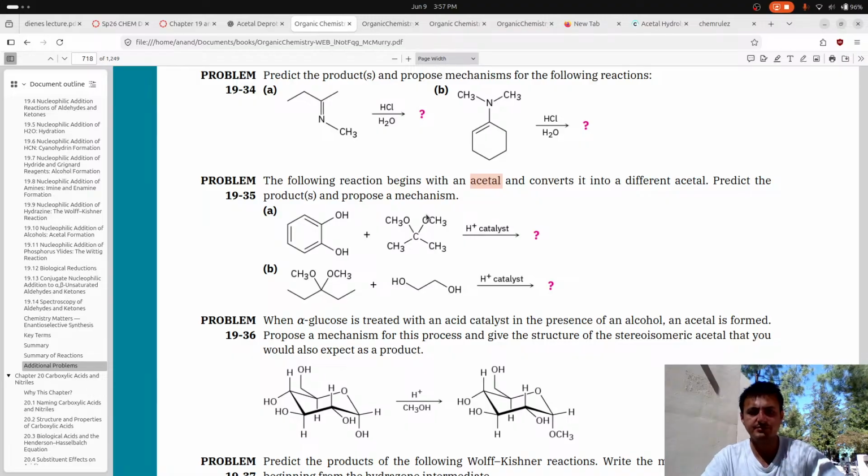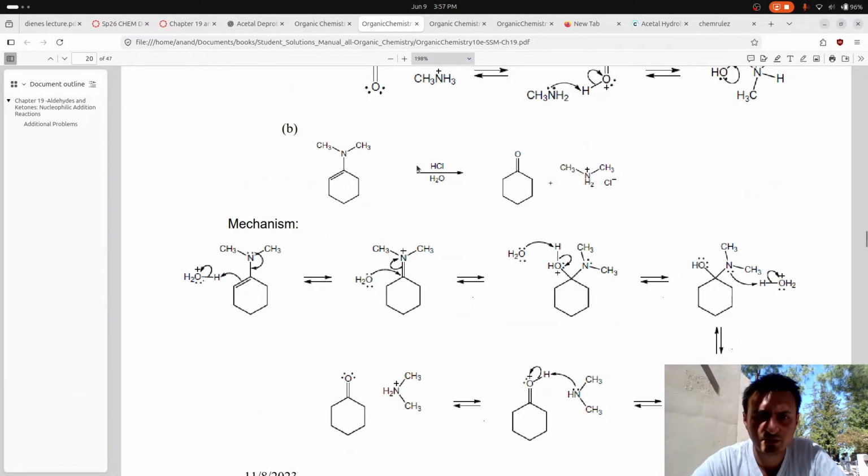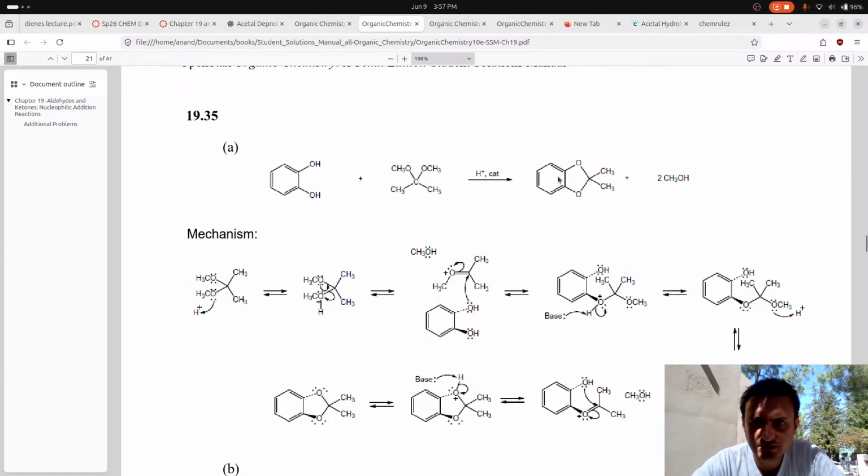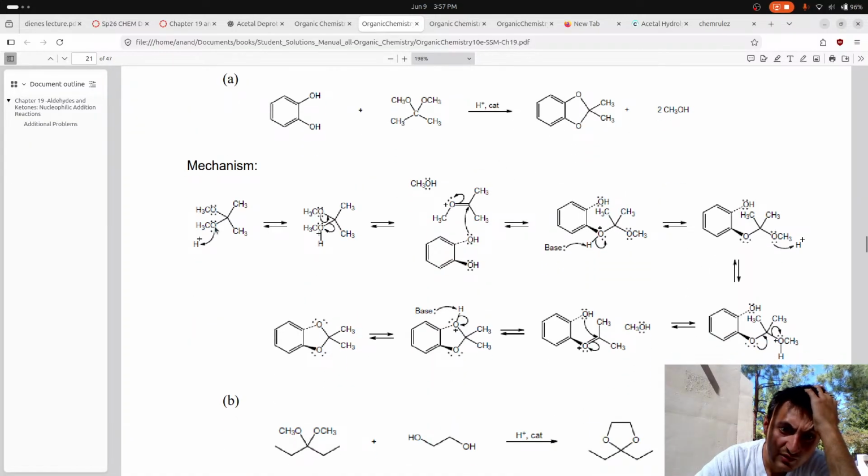Alright, let's just look at the answer. We don't have time for this, because I gotta get to the other chapter. So 35. Yeah, obviously, this is what forms. And then 2 methanols. Okay, that's fine. And the mechanism is that this dumps. Yeah, okay. And then at this point, you now have a hemiacetal. Because you have an, no, it's not a hemiacetal.